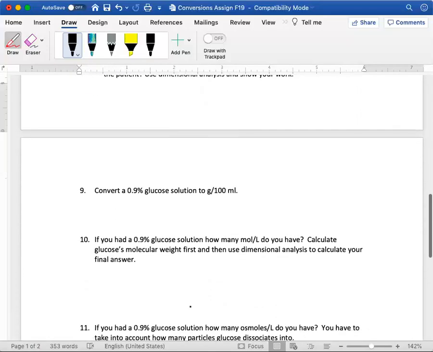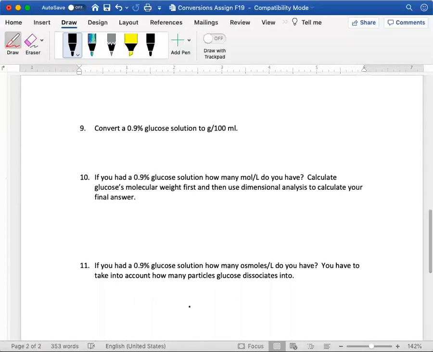Okay. The next page is dealing with percent solutions. For physiology or for biologists, we usually deal with percent solutions, and it's really fun because you usually don't have to figure out the molecular weight initially. How do we do this? I can tell you to make me a 0.9% glucose solution, and you just figure out how many grams to weigh, and you add it to 100 mils of water.